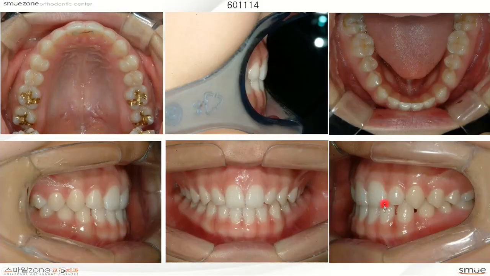So this one had some kind of orthodontic treatment when she was young, not by me, but then you can see here her incisors are retroclined.